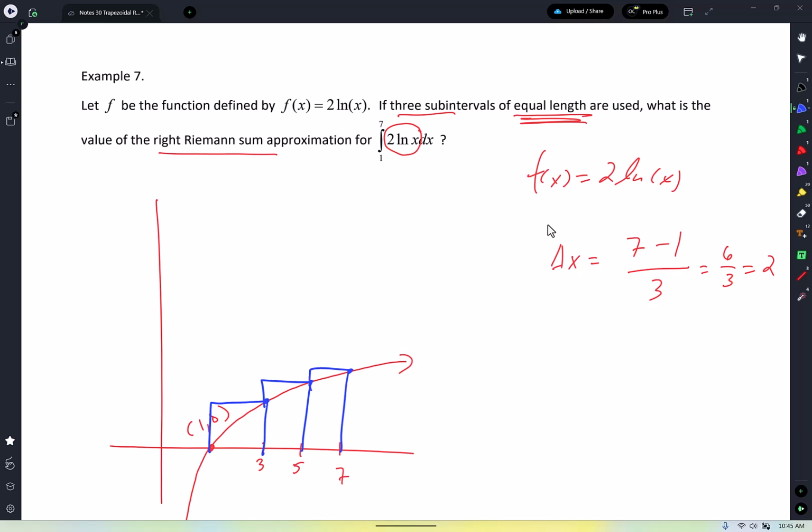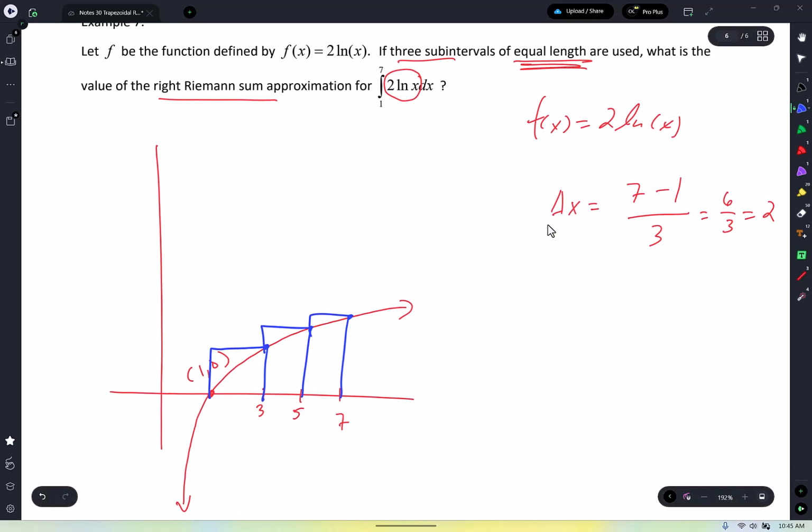We're still okay? All right, that's it. We just figured that out. So how do we figure it out? All the delta x's are 2. 2 times the height of the first one is dictated by the x equals 3. So 2 ln of 3.